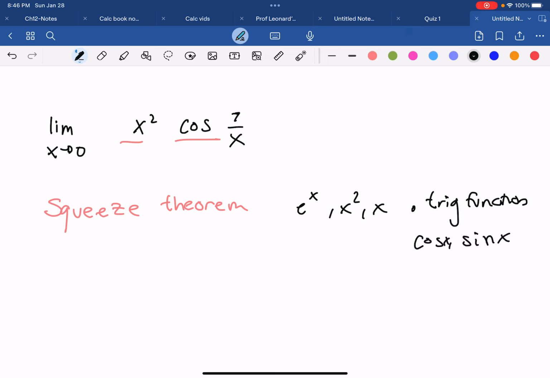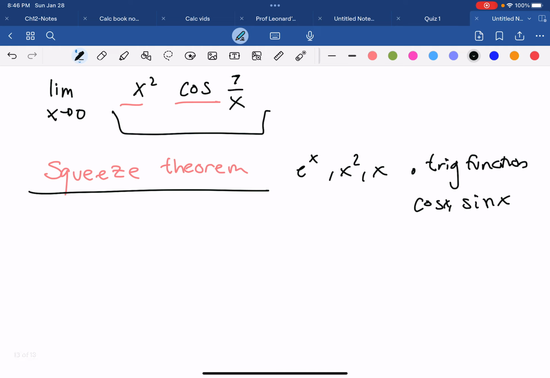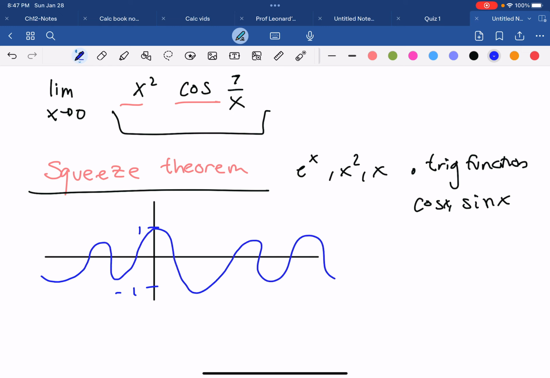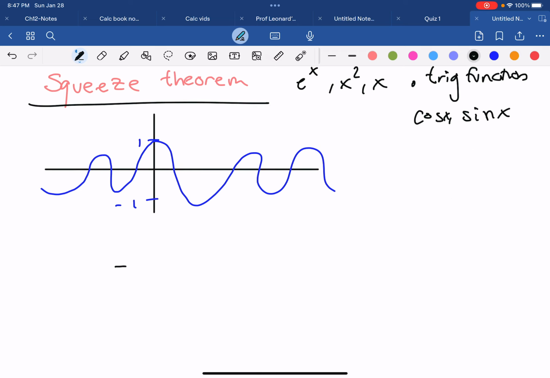The reason is that it's really easy to put a problem like this, one of these trig functions times another function, into the squeeze theorem, because cosine or sine is a graph that oscillates between 1 and -1. So we are able to write that -1 is less than or equal to cosine x, which is less than or equal to 1. But in this case, we don't have x, we have 7 over x.